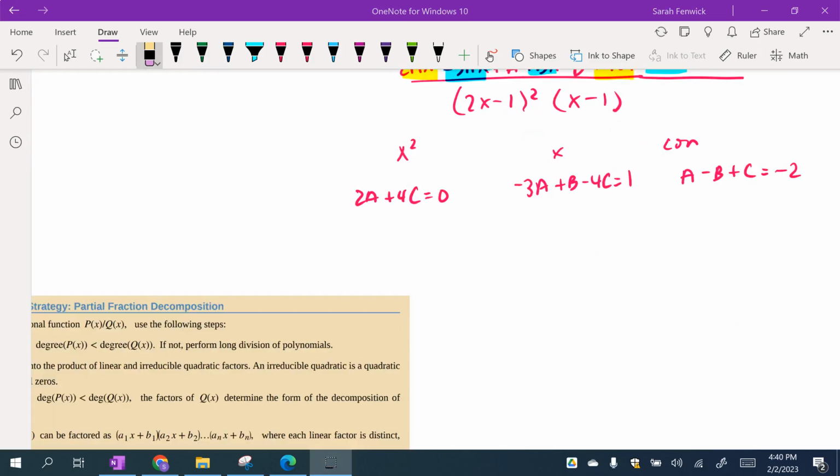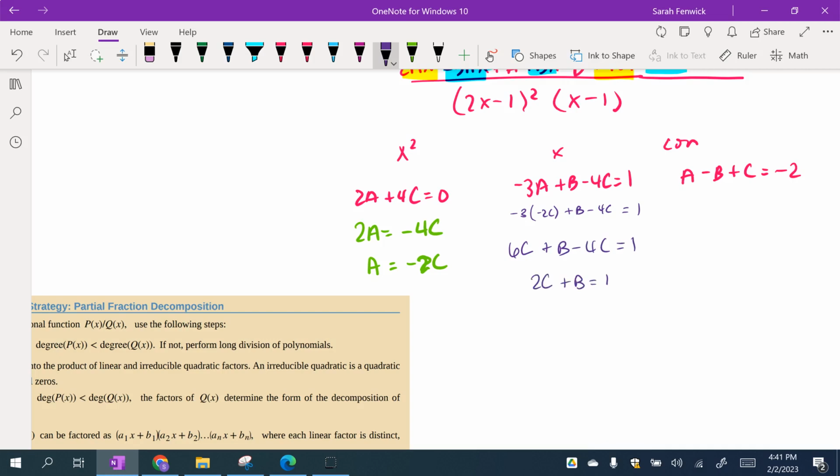So to give you complete honesty, I just had to go back and erase where I had solved for a, b, and c because I missed one sign and it screwed up my whole thing. So here, 2a is negative 4c, a is negative 2c. So if I plug that in, negative 3 times negative 2c, I have 6c plus b minus 4c equals 1. So that would be 2c plus b equals 1.